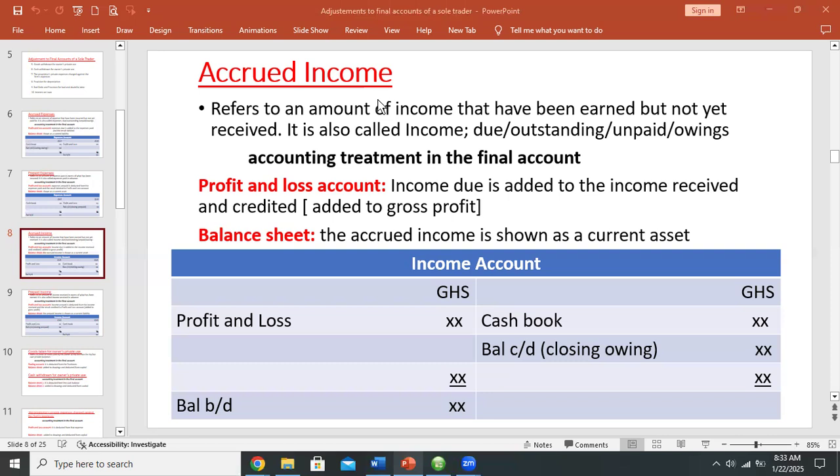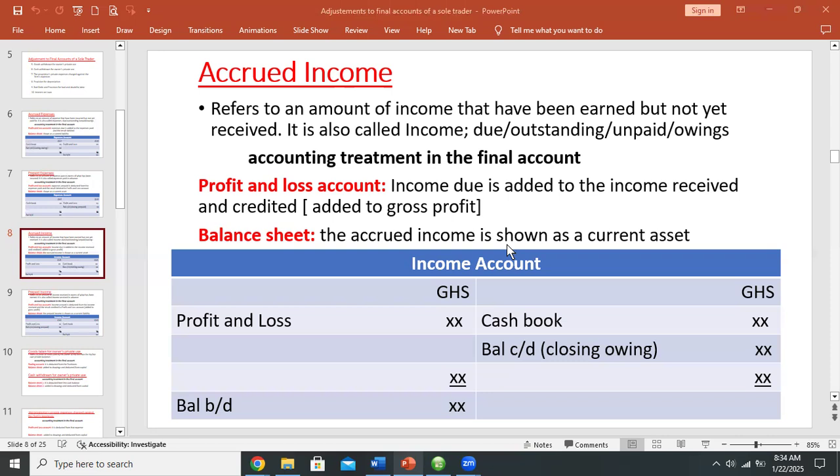However, since it's also accrued or owing or outstanding, in the profit and loss account, you add it. But note that income is added to the gross profit, right? So as you add other income to the gross profit, if there is any income accrued, you would add it as well, to how much you have received. And in the balance sheet, it is seen as a current asset.